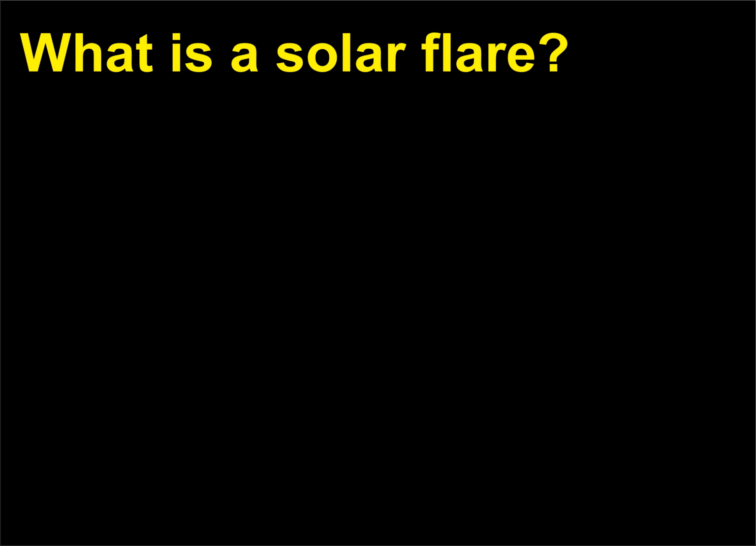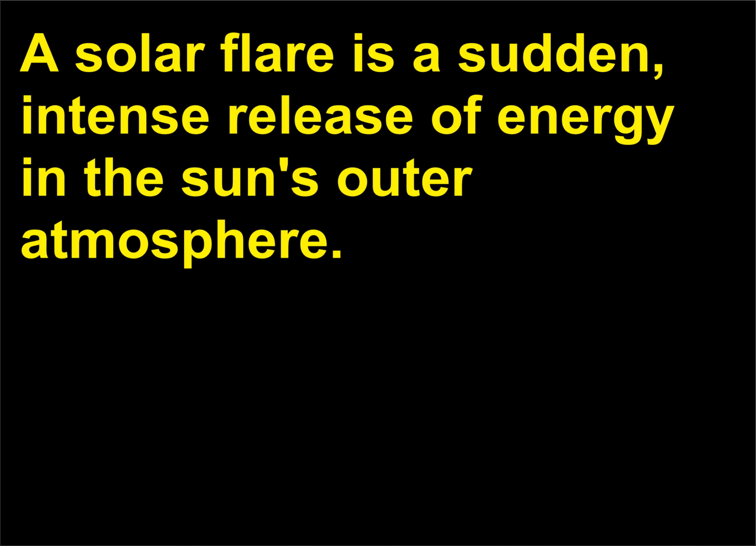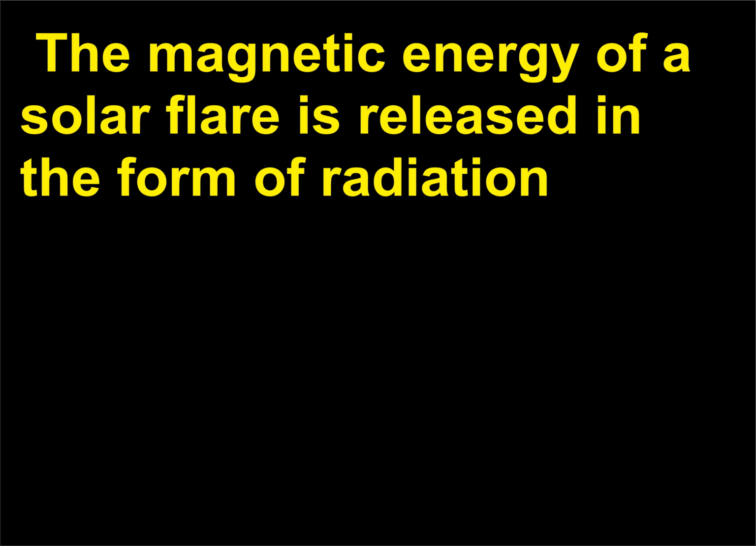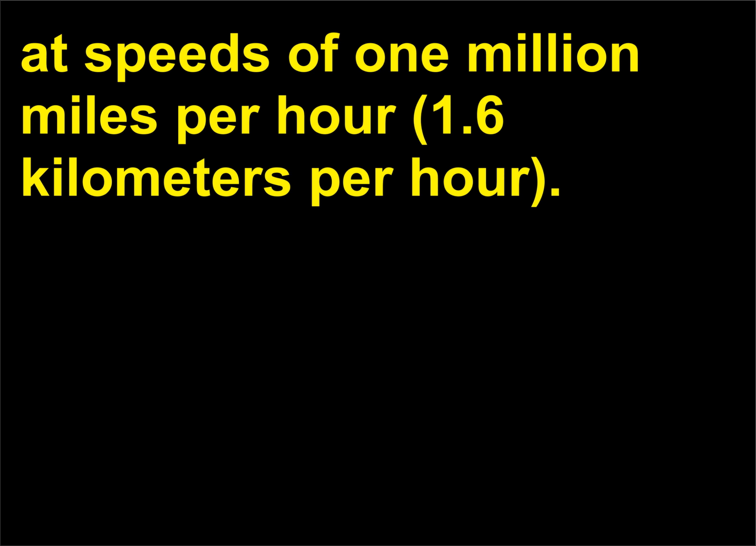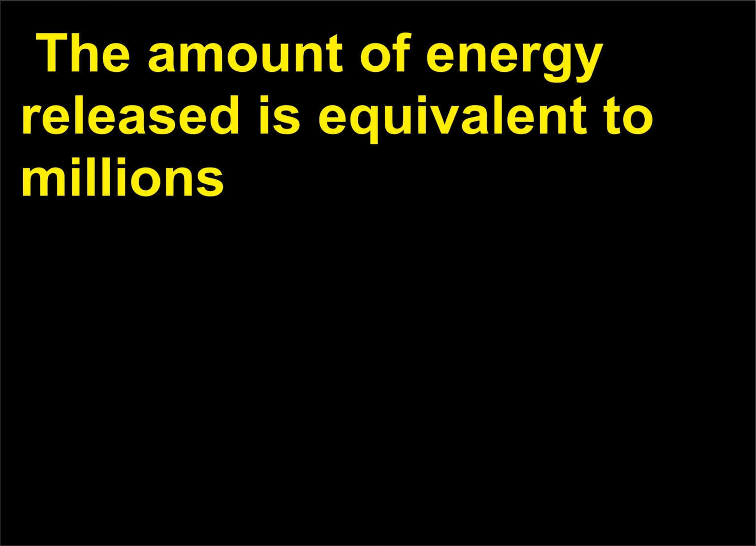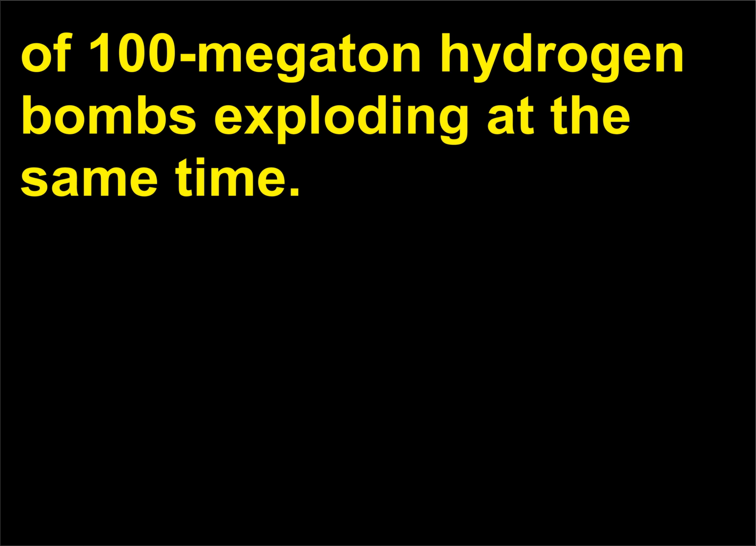What is a solar flare? A solar flare is a sudden, intense release of energy in the sun's outer atmosphere. The magnetic energy of a solar flare is released in the form of radiation at speeds of 1 million miles per hour, 1.6 million kilometers per hour. The amount of energy released is equivalent to millions of 100 megaton hydrogen bombs exploding at the same time.